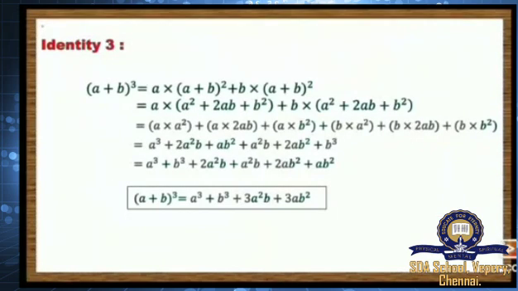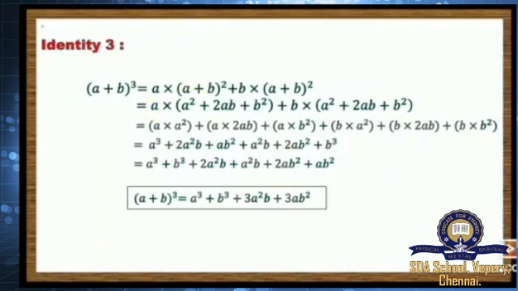So next is identity 3, a plus b the whole cube. So this I can write it as a into a plus b the whole square plus b into a plus b the whole square. If you simplify this term, you will get a plus b the whole cube. So now here you know the formula for a plus b the whole square. So substituting a plus b the whole square as a square plus 2ab plus b square. Similarly, here you will substitute for a plus b the whole square. So the next step is multiply this a with the terms inside the bracket.